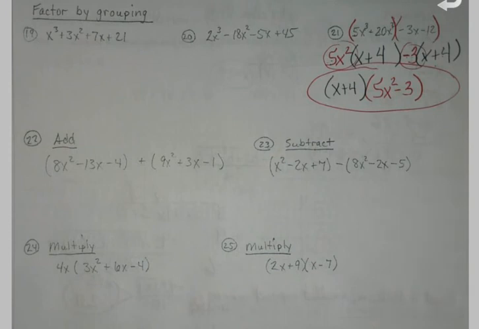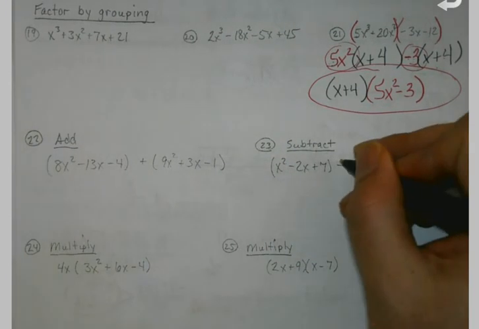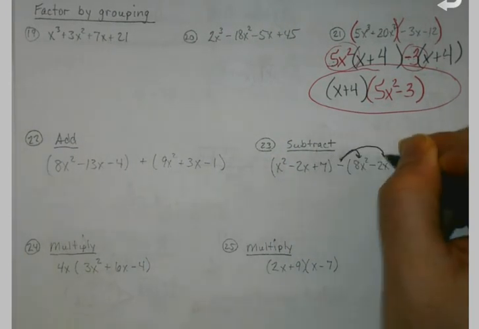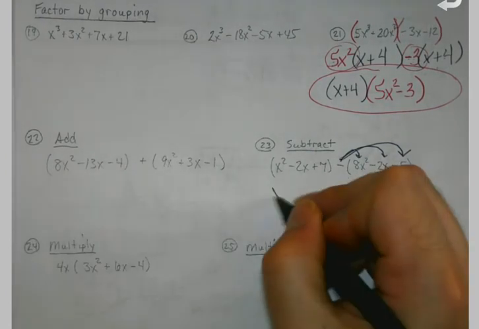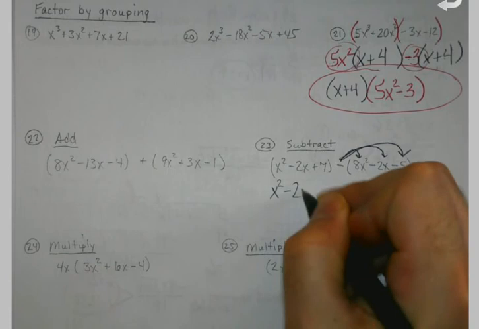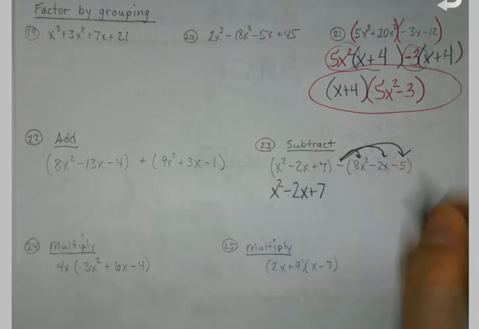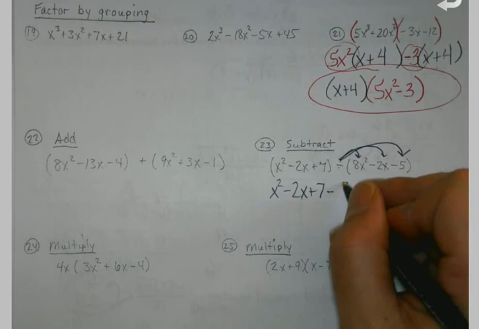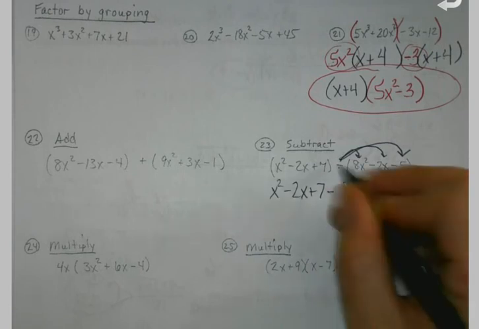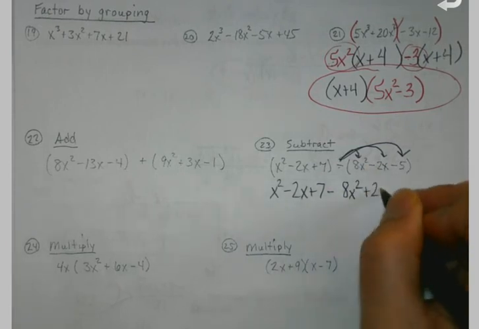Okay? When I'm adding or subtracting, I just combine like terms, but that subtract means I got to distribute the negative. So I'm going to leave this first part alone. And I'm going to switch the signs on all these, because that's what subtracting is. It means take the opposite. So negative becomes positive.